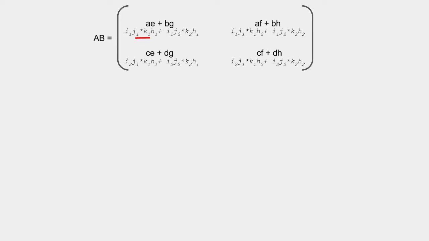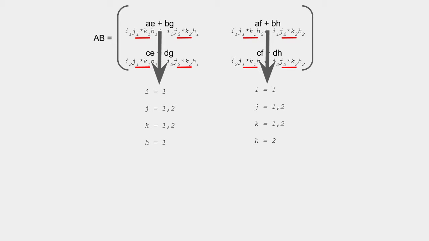Now, if we look carefully, we can see that the indices J and K are always the same for all the products. Now, if we look into the indices of the resultant matrix, for the first element we can see that I varies only one time, H varies one time, and J and K vary two times. For the second element of the resultant matrix, it is the same: I doesn't vary, H varies one time, and J and K vary two times.